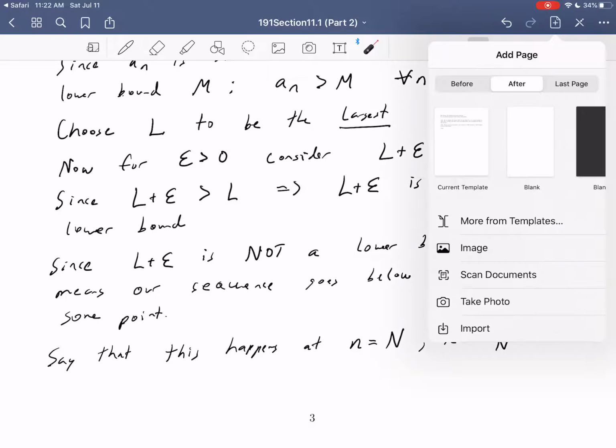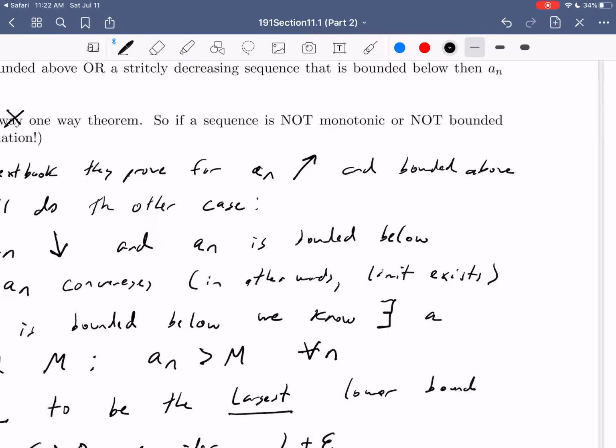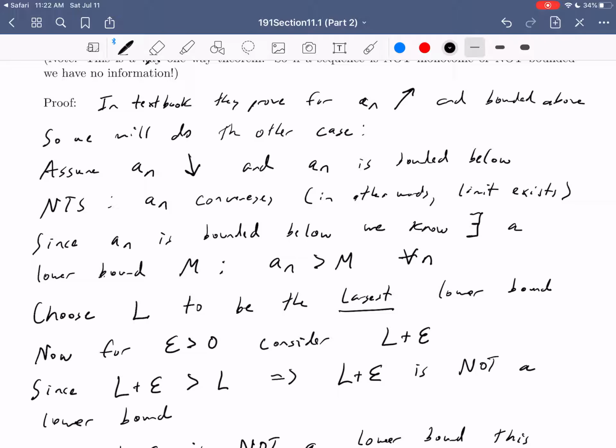Okay, let's give ourselves another page. So right now, just to rewrite our last thing: a sub n is less than L plus epsilon for some n equals N. Okay, but at this point, if you go back and look at what we've done, all we have used so far is that a sub n is bounded below. That's everything we've been using. We still have this assumption that a sub n is strictly decreasing. So we're now going to make use of that.